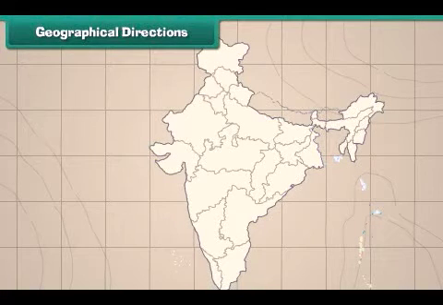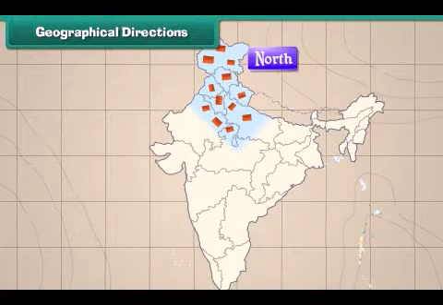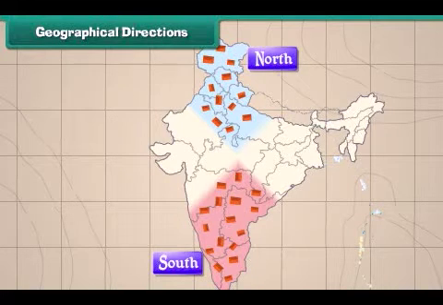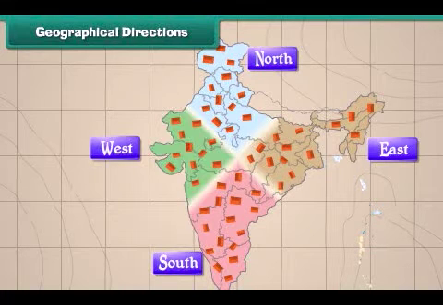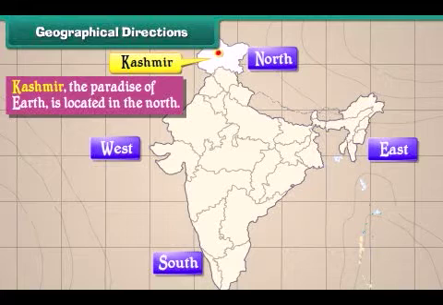Geographical directions. People live at different places in India. Some places are in the north, while some others are in the south. Some places are located on the east, and some others are on the west. Kashmir, the paradise of earth, is located in the north.